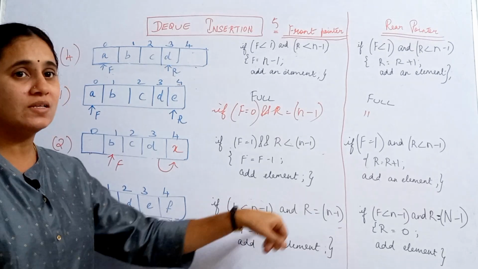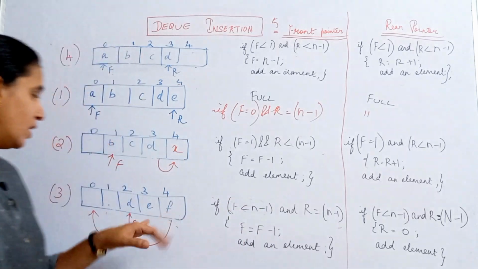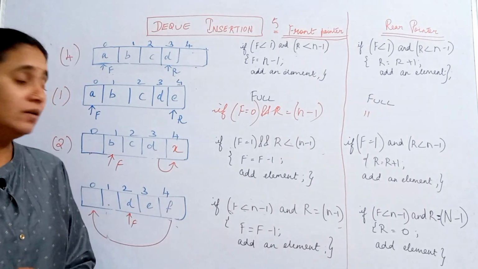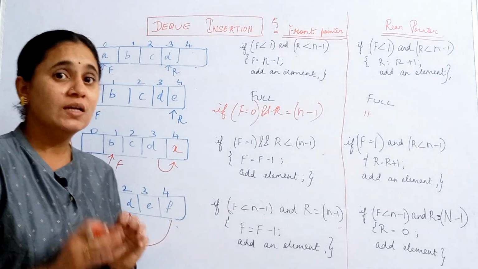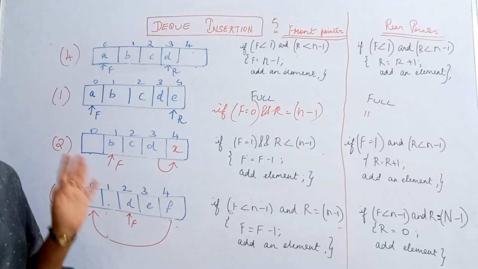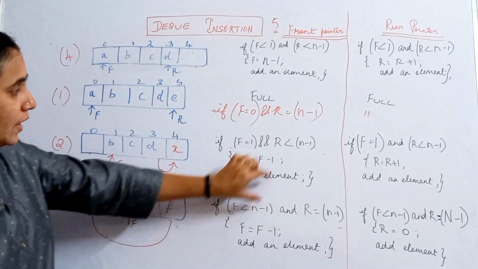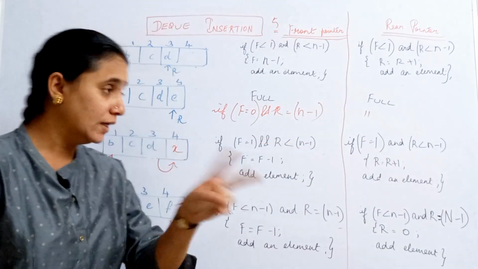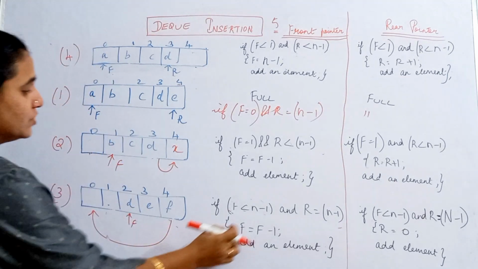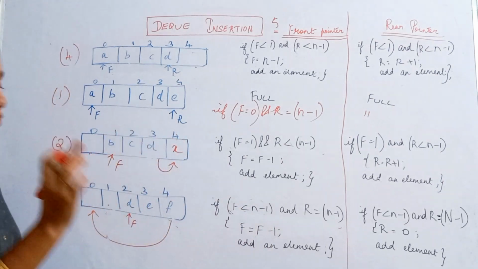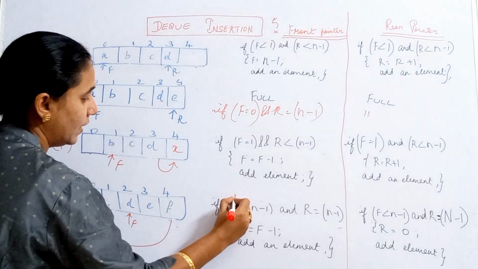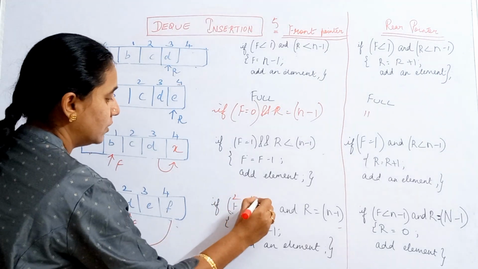If f is less than n minus 1, what is the meaning? If rear has reached the last index value, it does not mean that the DEQUE is full. We are checking whether there is any chance for inserting an element before the front. For that only, each and every time we are implementing conditions for checking both the front and the rear value. Now check if f is less than n minus 1. This condition is also true. What is the f value? F value is 2. So n minus 1 is 4.